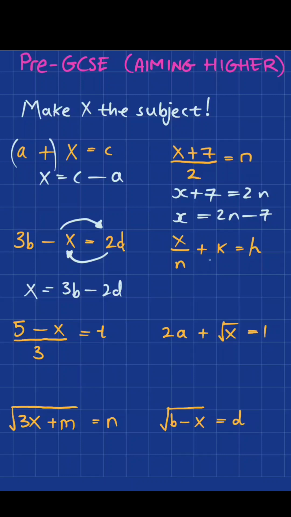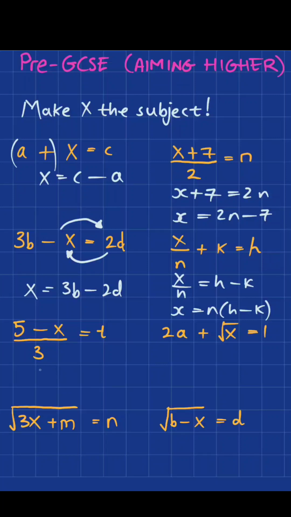Next one, the default would be to multiply everything by n, so that we have x plus nk equals nh. It's actually a bit of a problem because you end up with too many n's, and some people don't even remember to multiply this by n. Let's just do it step by step. We have x over n, and we'll deal with the k first, h take away k, and then we're going to multiply everything by n after that. And it's kind of nice if we leave it like a factor, with the brackets.